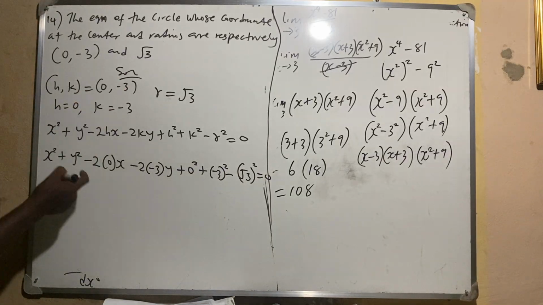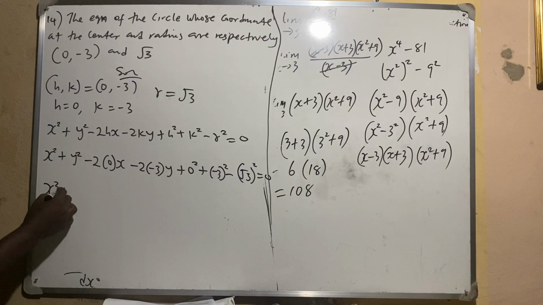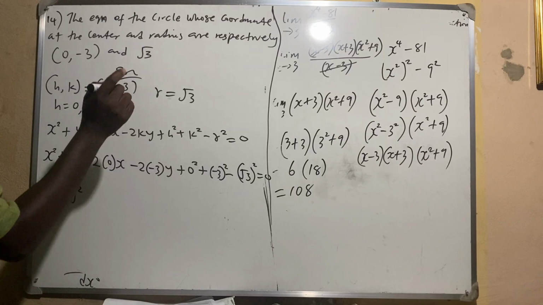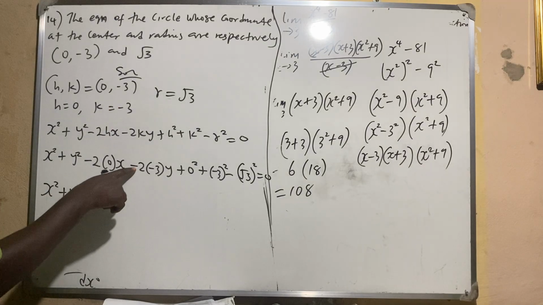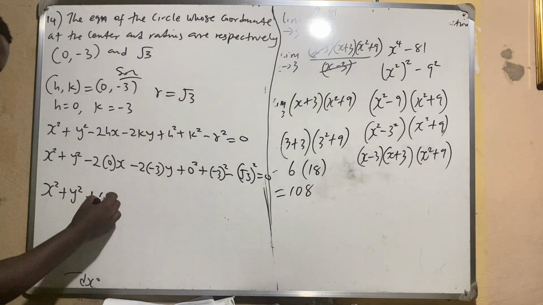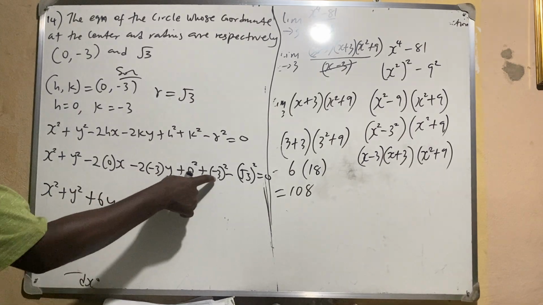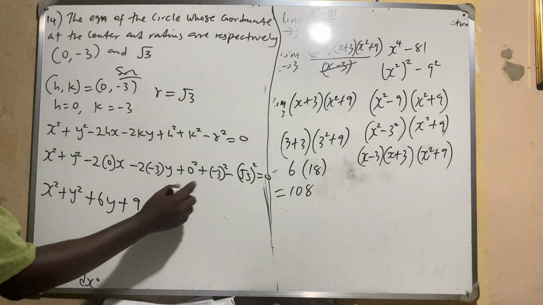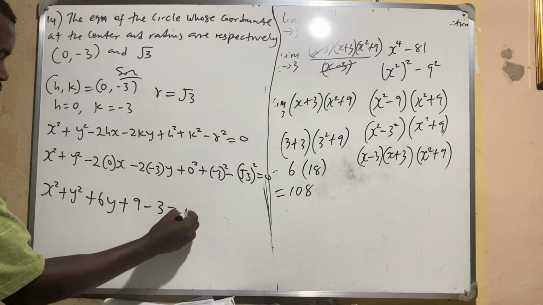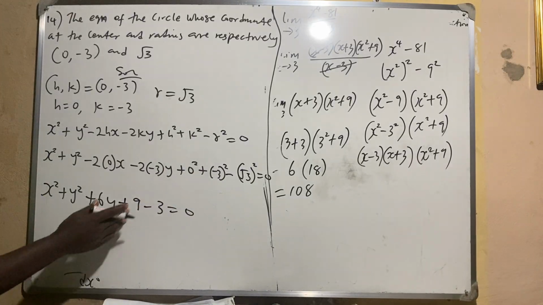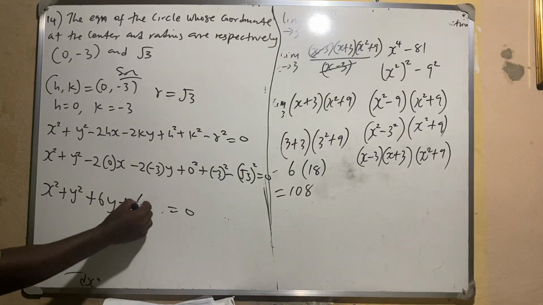And then you have gotten your answer. So my answer is what? x squared plus y squared. Anything times 0 is gone. So I'm having that minus is plus, so plus 6y. This is gone. This will give you plus 9. This will give you minus 3 is equal to 0. So 9 minus 3 will give you 6. So I'm just having 6 here.